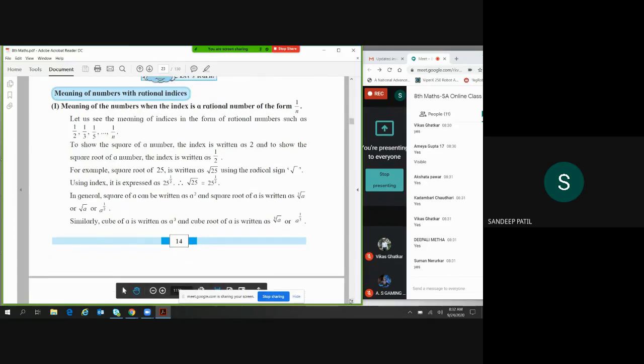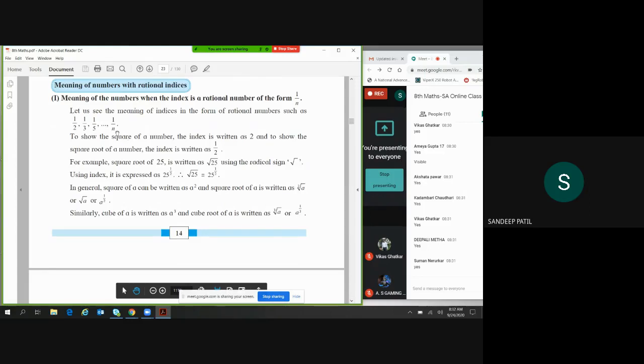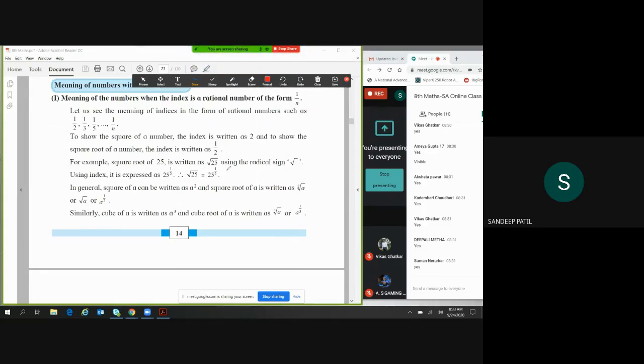So let's go quickly over these rational numbers. As we discussed in some of the earlier classes, these are the rational numbers which we can write in the form of a denominator as well as a numerator. So here we know that 1 by 2, 1 by 3, 1 by 5, and 1 by n, n is any number, okay? So these rational numbers, if we write them as indices, then what does it mean? So let's see.